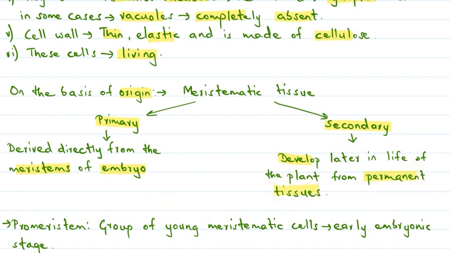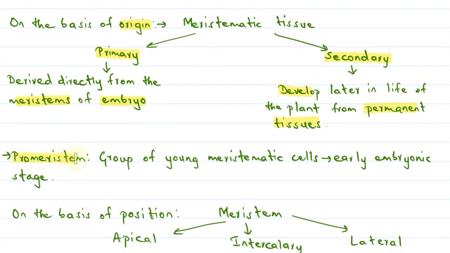Okay. Then there is another term called promeristem. What is promeristem? It is a group of young meristematic cells in their early embryonic stage, and these cells are present at the shoot and root tips of the plant, from which the other meristems are derived. The promeristem forms the primary meristem in plants. So this classification of primary and secondary meristematic tissue was based on the origin of meristematic tissues.